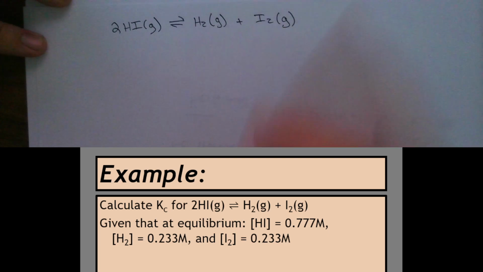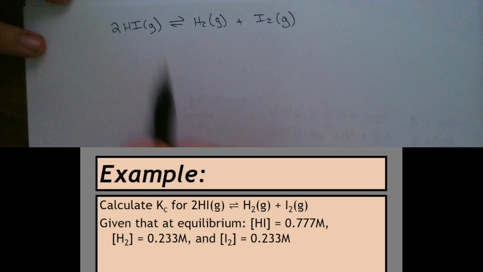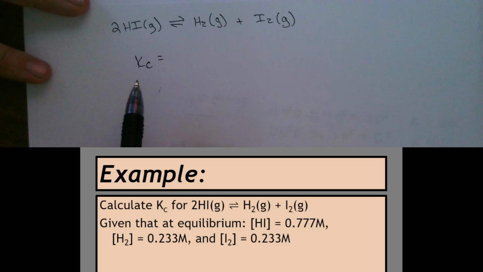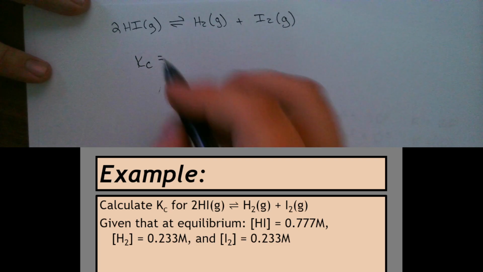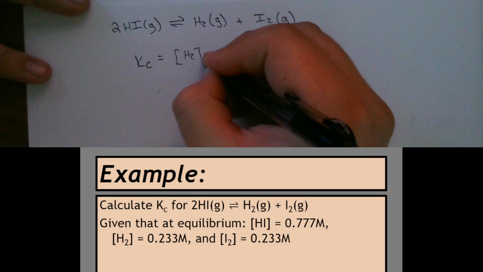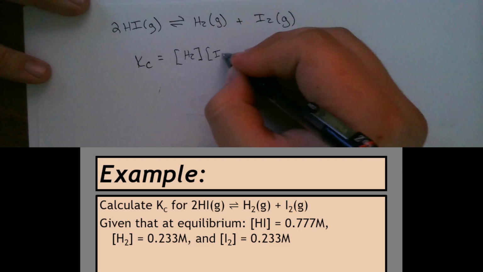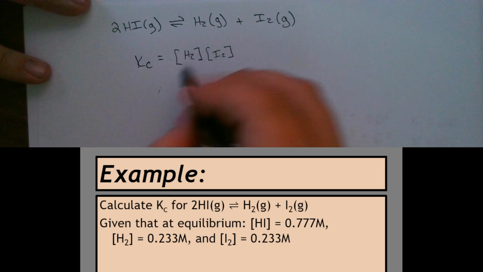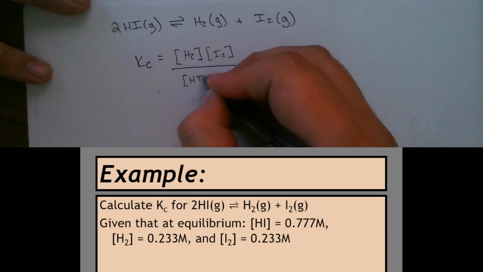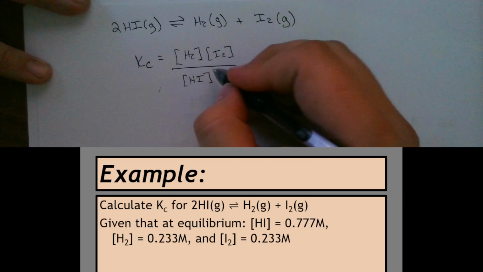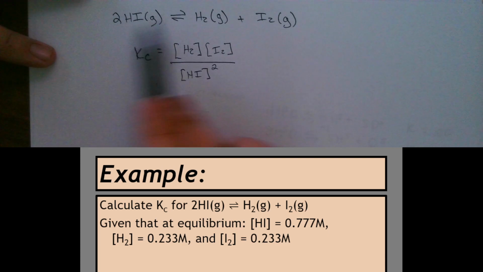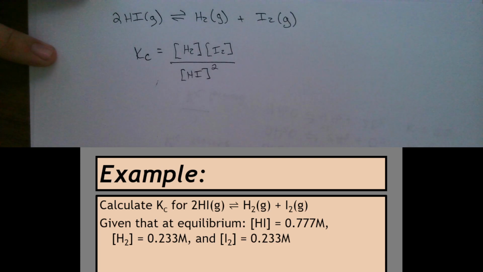Okay, this reaction is already balanced for me, which saves me some time. I want to go ahead and write Kc, the equilibrium expression for it. That's what I want to calculate at the end. Kc is products over reactants, so my two products, I have H2 and I2 over my reactants, I have HI. And there's two of those, so that's got a square. It's why it's important to make sure your reaction's balanced so you get the right exponents here.